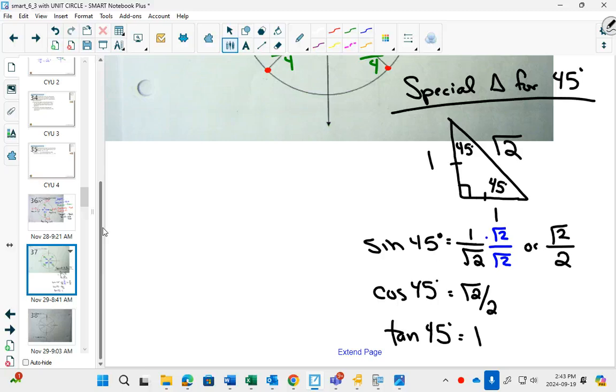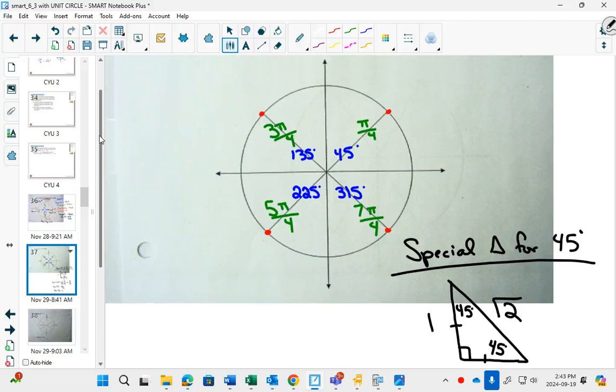So I arbitrarily chose 1. It will work with whatever number you choose for the side. And now that we have these values, since the big idea says my x-coordinate is cos, my y-coordinate is sine, I now know that this coordinate is root 2 over 2, root 2 over 2.